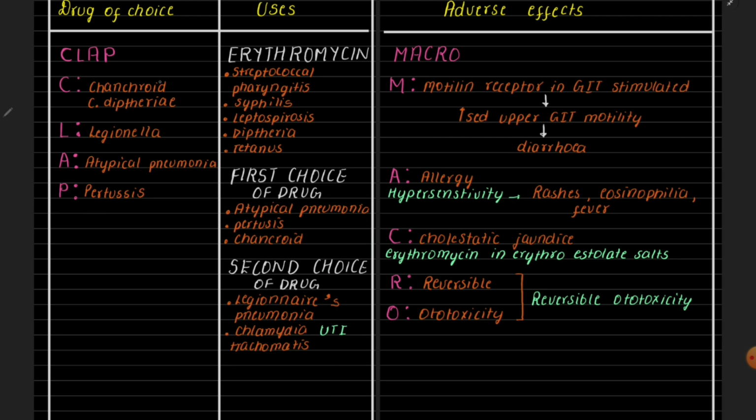This is a broad spectrum use, and this is more specific for erythromycin, which is why you might think that here we've written that they are the drugs of choice, but here I've said that they are second choice of drug. So these uses are for the whole class in general, and these are more specific for erythromycin.